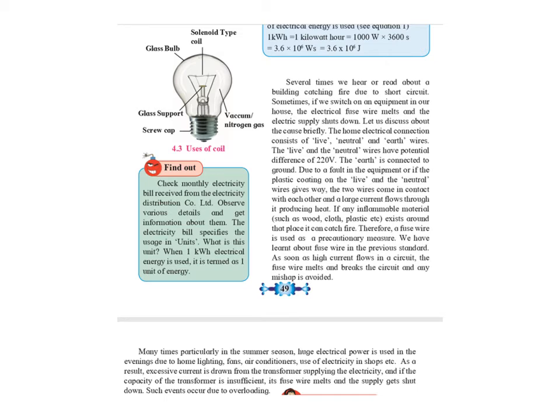Suppose all of a sudden everything is being used, somebody or the other is using something. So what happens? There is a condition called overloading. In this case, excess current is drawn from the transformer supplying the electricity. And if the transformer is not very good, or if its capacity is less, then the fuse wire melts and the supply gets shut. This is called overloading. This is again a way of preventing too much use of electricity at the same time, so that the appliances do not get spoiled.